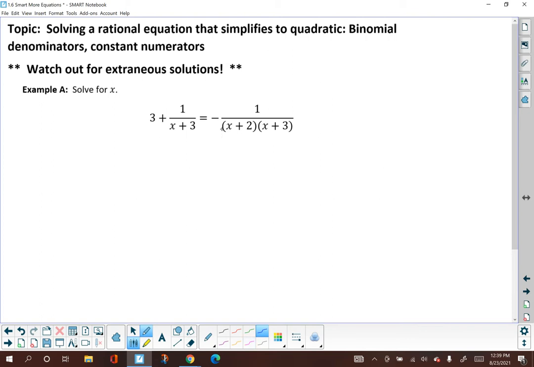So I look, and this one right here has both an x plus 2 and an x plus 3. So we need to have that common denominator for all terms.